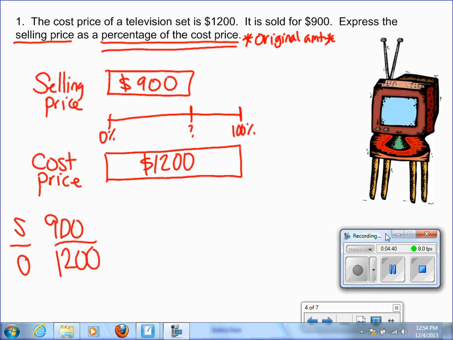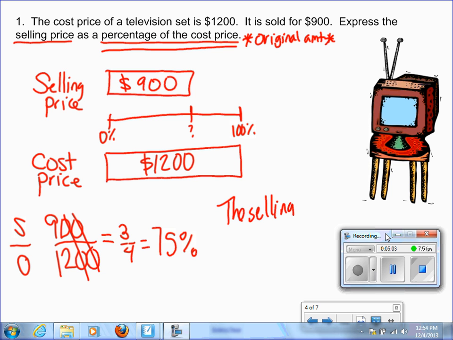All right, then what should we do to simplify this, Christopher? Get rid of the zeros, and we know 9/12, so you can tell me what 9/12 equals. 3/4. And that equals, kids, 75%. Okay, so that's our answer. The selling price is 75% of the original cost, or cost price.